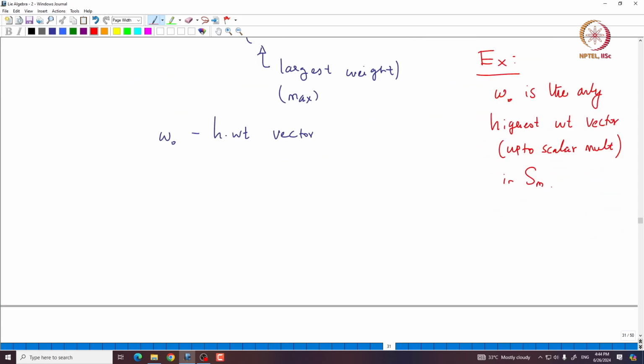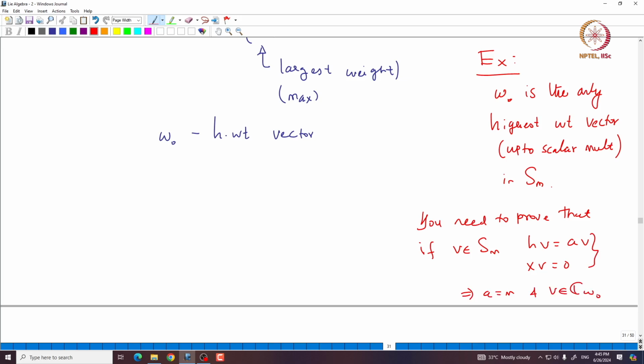Okay. So, what we need to prove? You need to prove that if V is inside Sm, with Hv equal to some Av, and xv equal to 0, then that implies A equals m and v is inside the span of W naught. Okay, this is the thing one needs to prove to say that it is the only highest weight vector up to scalar multiple.